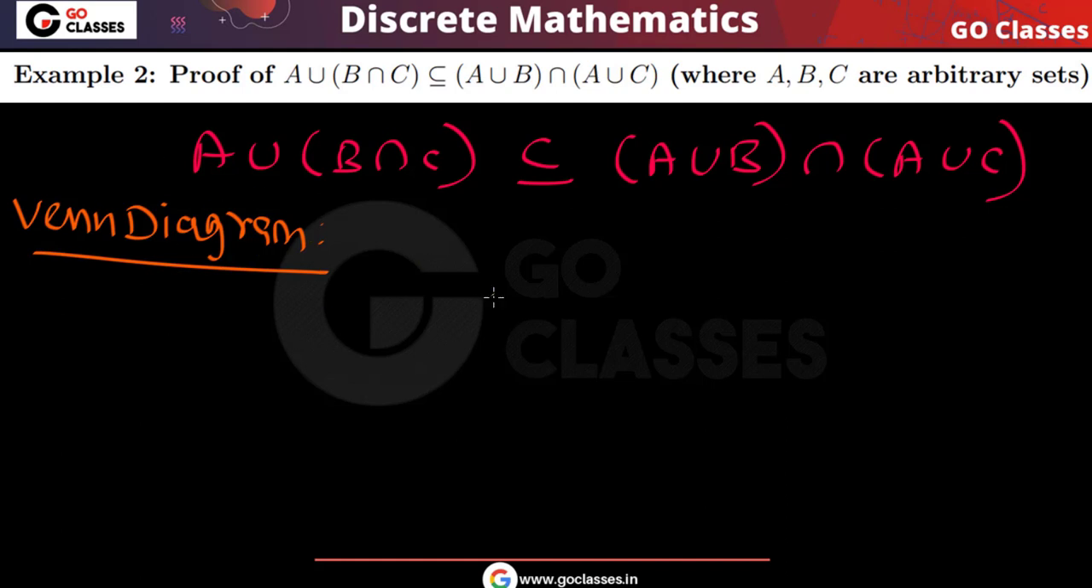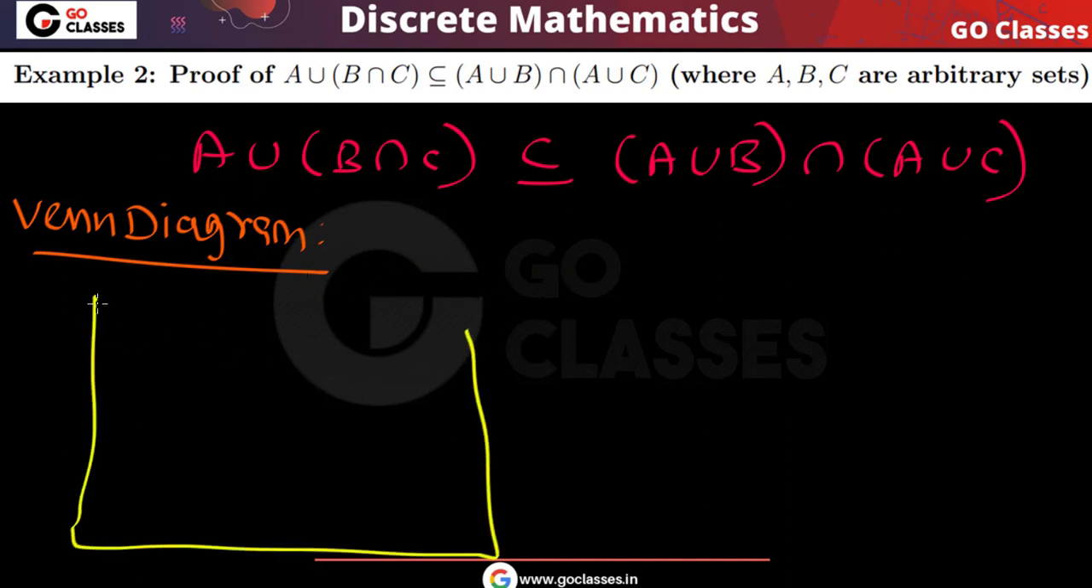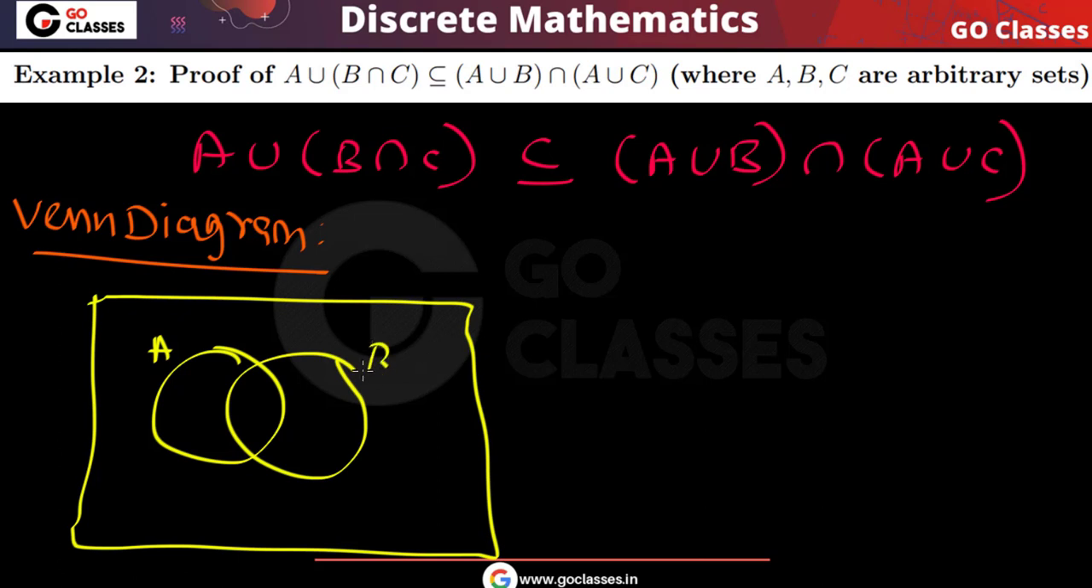In the GATE exam you can use this method. In the Venn diagram, you create areas. Let's assume this is set A, this is set B, and this is set C. If you have three sets, how many areas will there be? You can mark area 1, area 2, area 3, area 4, area 5, area 6, area 7, area 8. So in total we have 8 areas.